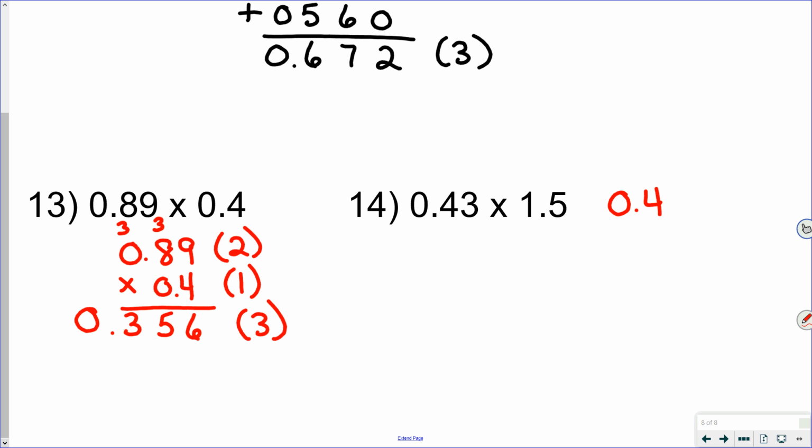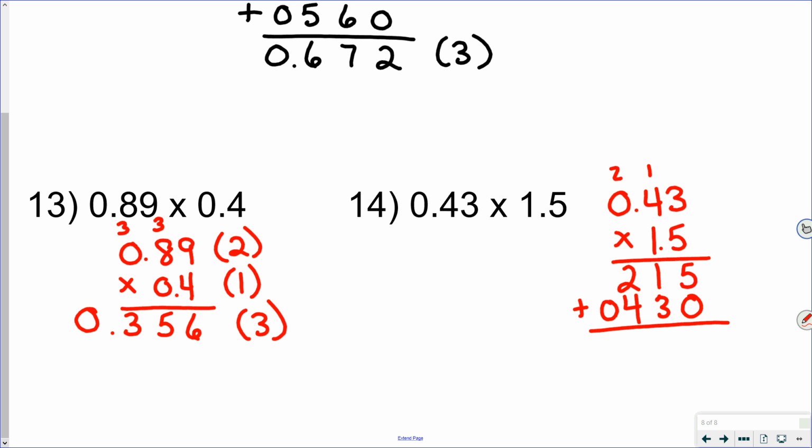And our final example today, we have 43 hundredths times 1 and 5/10. 3 times 5 is 15. 4 times 5 is 20, plus 1 is 21. 5 times 0 is 0, plus 2 is 2. Start the second line with the 0. 1 times 3 is 3. 1 times 4 is 4. 1 times 0 is 0. Add those together. 5 plus 0 is 5. 1 plus 3 is 4. 2 plus 4 is 6. Bring down the 0. I have 2 digits after the decimal point here, and 1 there. So my answer needs a total of 3. So my answer is 645 thousandths. And that is all for today's lesson.